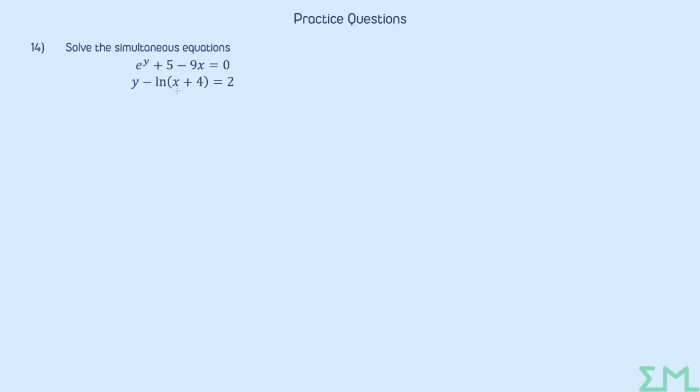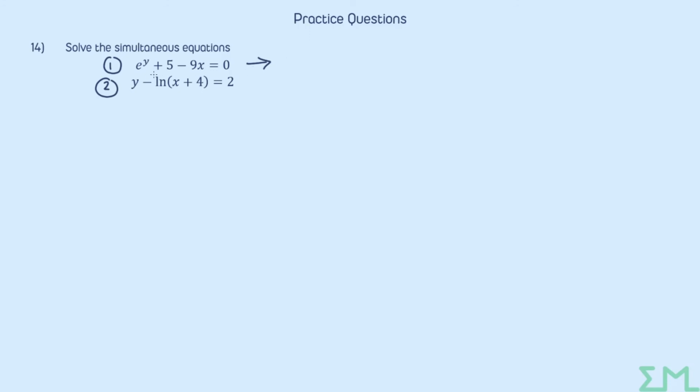So we're going to need to obviously get one equation to be the same as the other one so that we can find some way of eliminating one of the two variables. Okay, so we can either turn the first equation into a ln equation or the second equation into an exponential equation. I'm going to go with the first equation into a ln, see where that takes us.